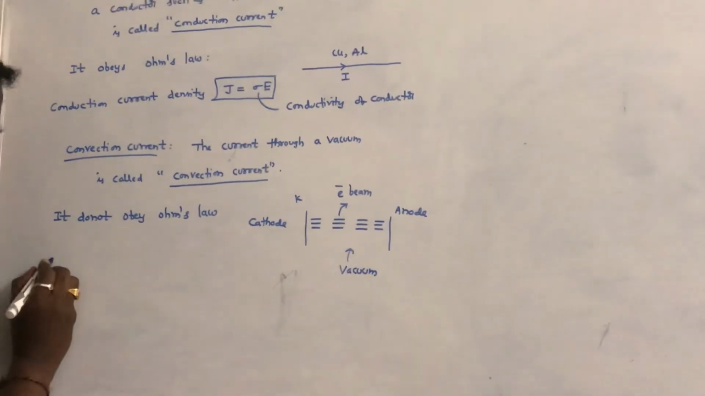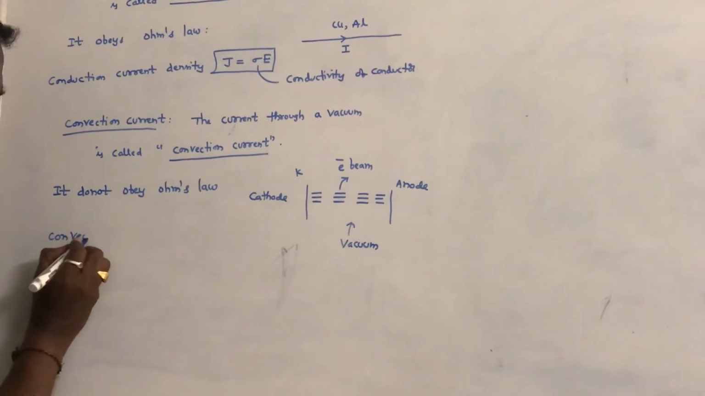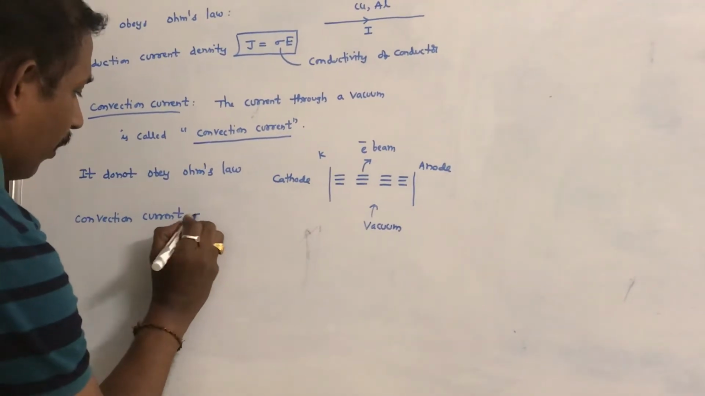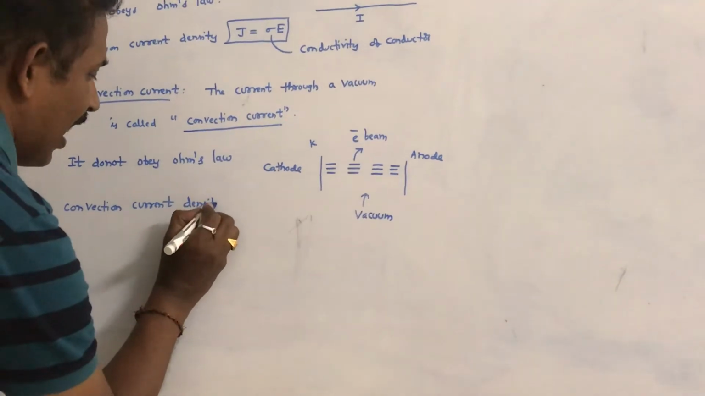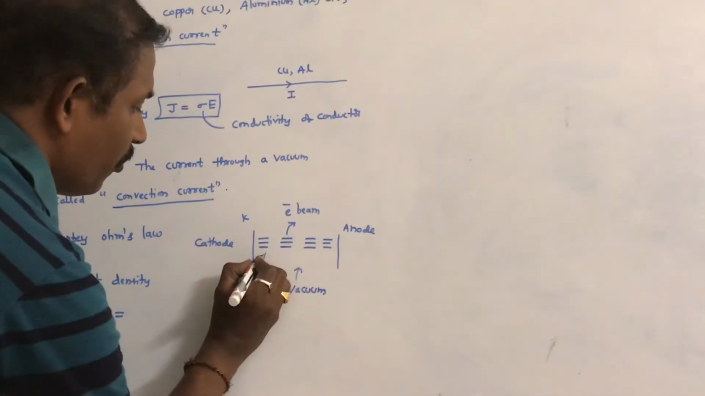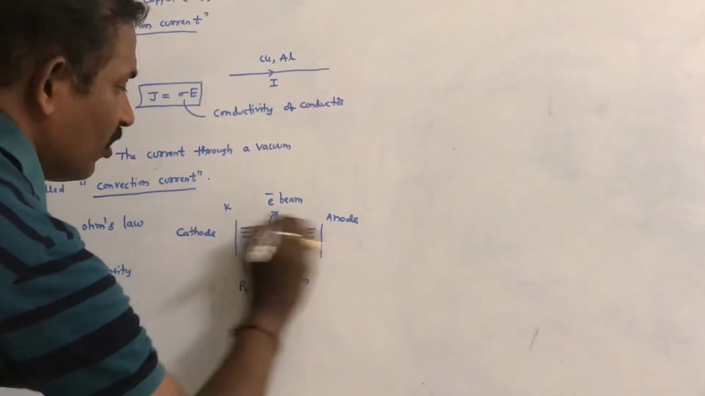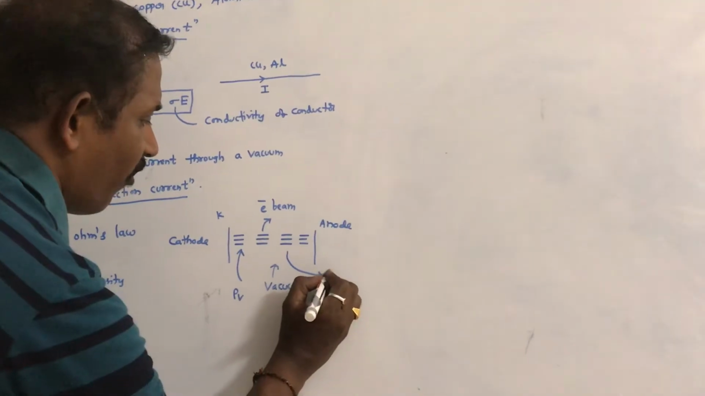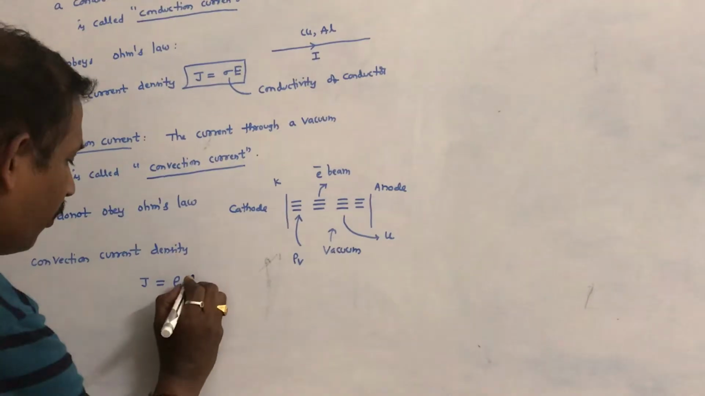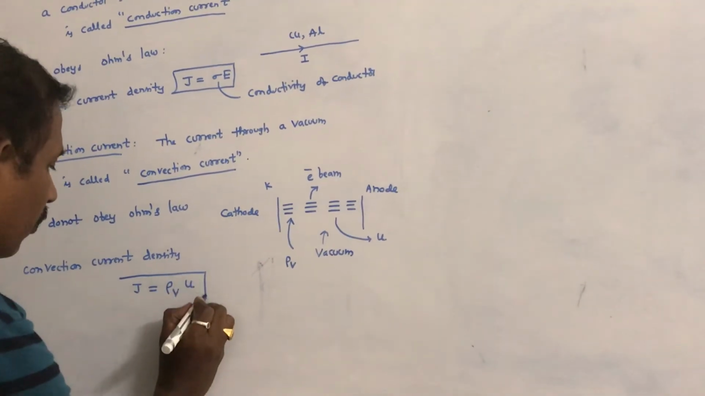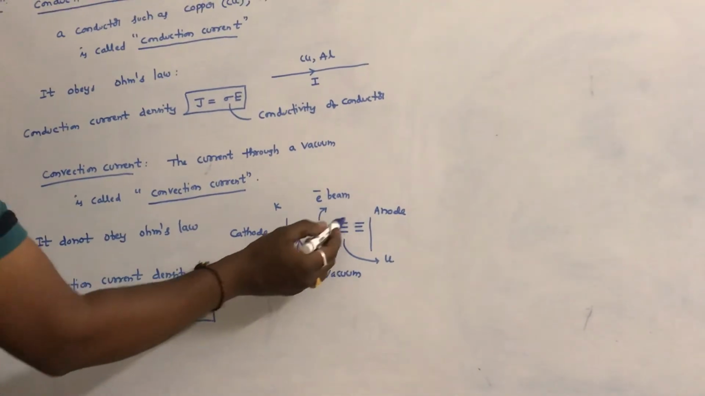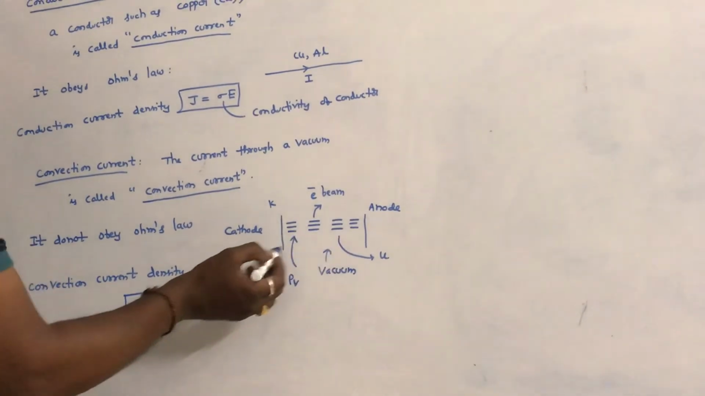Next, we write the convection current density. It is represented as J. Suppose the charge in unit volume is rho V. If the charge is moving with a velocity of u, then the convection current density is a very simple formula: J is equal to rho V into u. So what is convection current? Convection current is the current due to flow of electrons through vacuum.